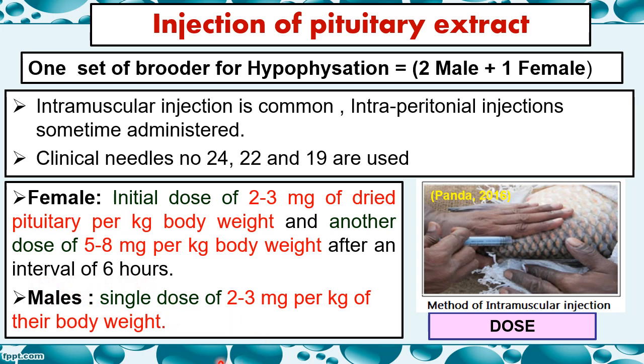And sometimes what happens is that, despite two doses of pituitary extract, the female fails to breed. In such cases, a higher dose can be administered, around 8 to 10 mg per kg of the body weight. Or, due to some problem like clogging of the eggs, we can use the stripping method.